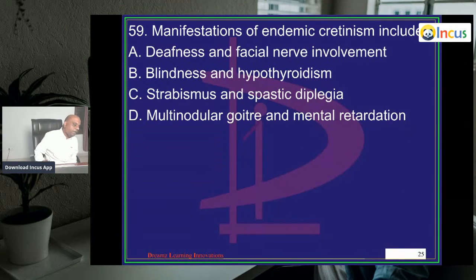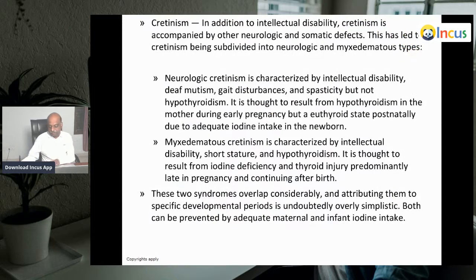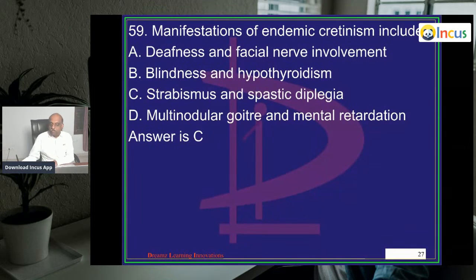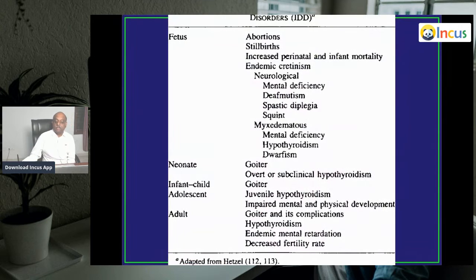Now, what are the manifestations of endemic cretinism? Endemic cretinism can present with strabismus and spastic diplegia. So, mental deficiency, deaf mutism, squint, spastic diplegia. There can be neurological endemic cretinism. Then myxedematous endemic cretinism will be mental deficiency, hypothyroidism and dwarfism. So that's what you should remember.